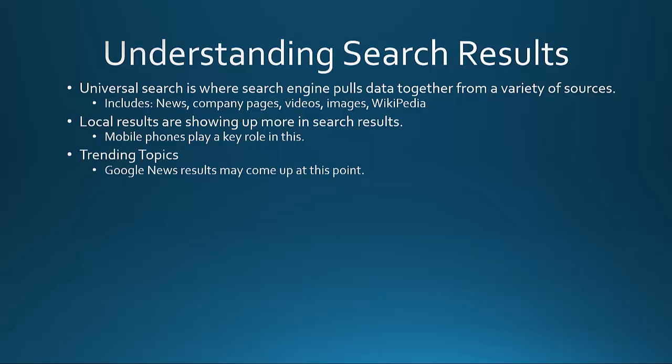Trending topics. Google News results may come up at this point. So if you're trying to get traffic for a trending topic, like let's say election results, that would be a really good time, depending on what your niche is about. If your website is about selling something to do with ammunition, or maybe you're selling targets for people that have guns and want to do target practice.